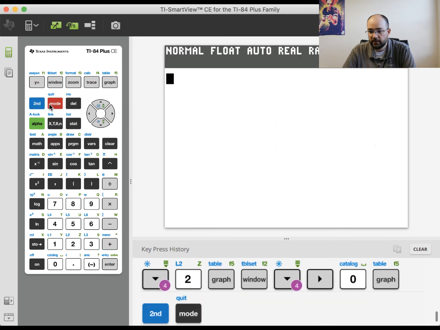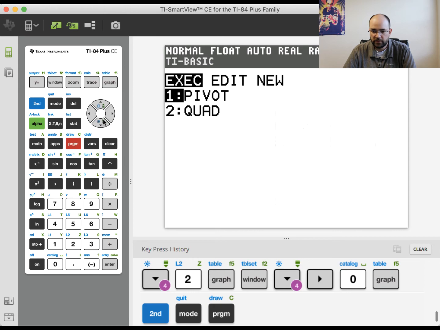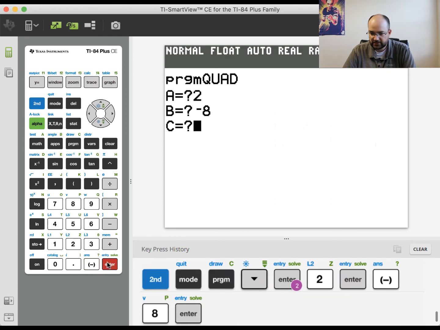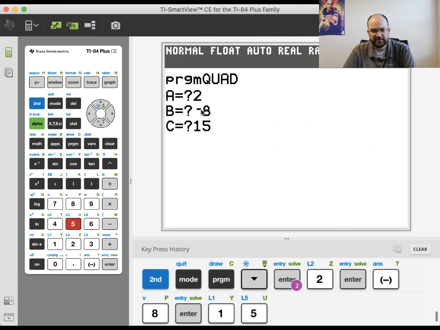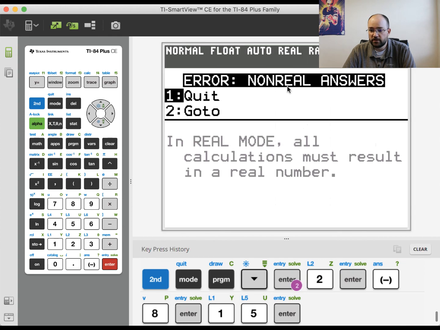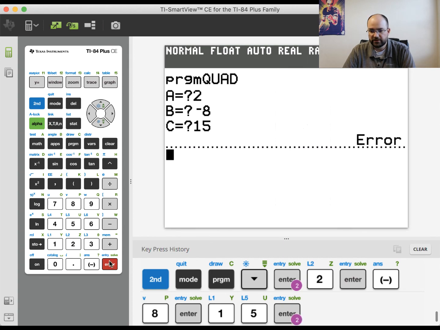Good deal. Now, just from that, you can see that there are no x-intercepts. But let's say you didn't understand that. So go to Program, go down to Quad, click Enter, enter again. Now, A in this case was 2, B is -8, C is 15. Now again, notice that it has to be a negative here and not a minus. Now notice it says non-real answers, which means, as a result, that there are no x-intercepts. And then you just quit at that point.